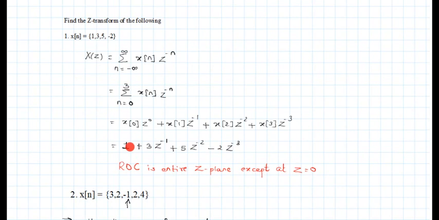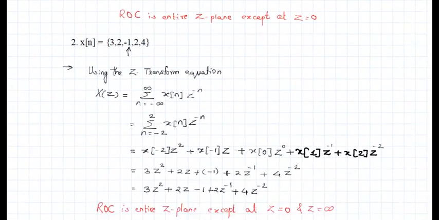With this analysis, we write the ROC statement as: ROC is the entire z plane. Entire z plane means all the values of z except the value 0, because we have just understood that when z is 0, the Z transform becomes infinite. So we should avoid z equal to 0. We therefore write the ROC for the given sequence as the entire z plane, all values of z accepted except z equal to 0. Moving ahead to the next problem.